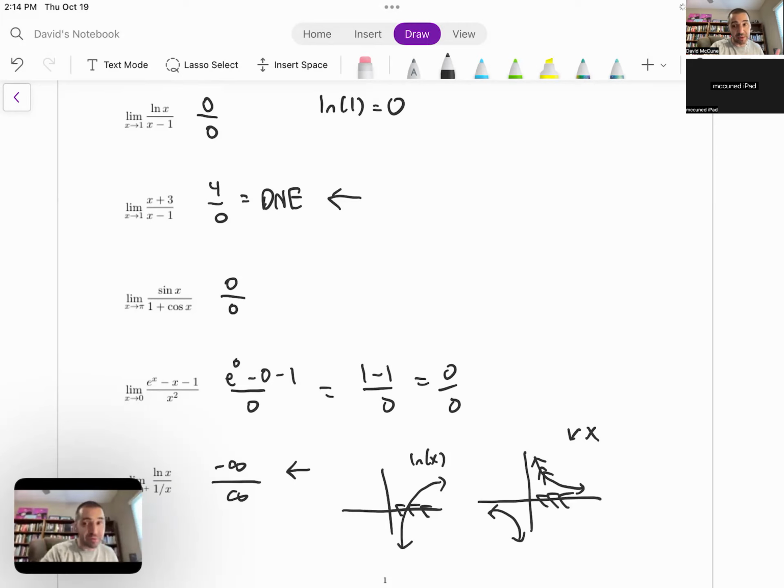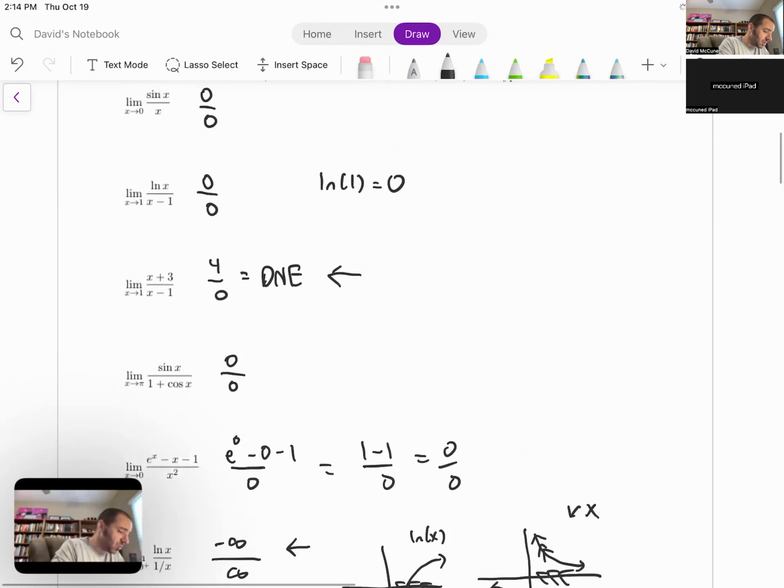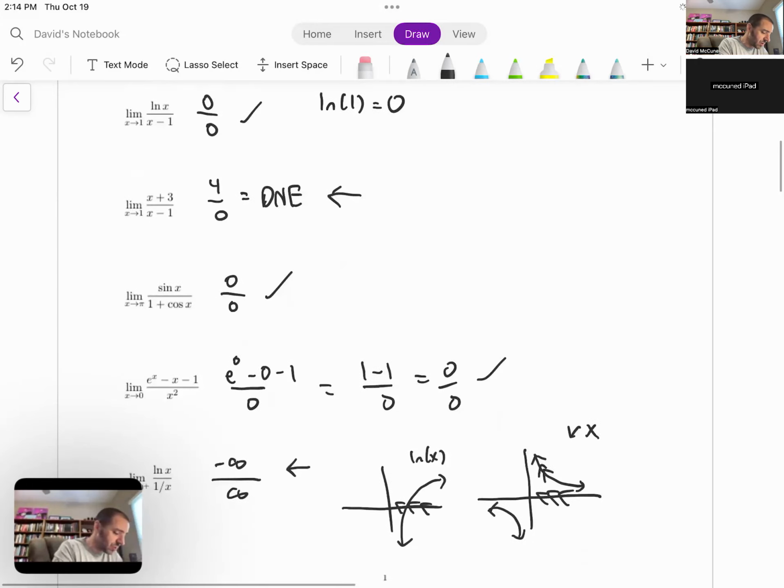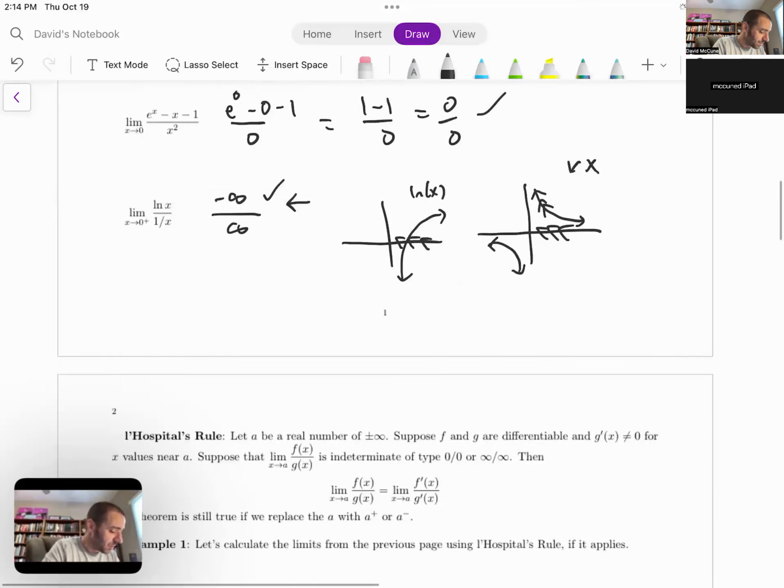Okay, so like I was saying 5 minutes ago, L'Hopital's rule likes these 0 over 0, infinity over infinity. These ones that we could not do back in chapter 2. L'Hopital's rule comes in and tells you what to do. So let's get to L'Hopital's rule.